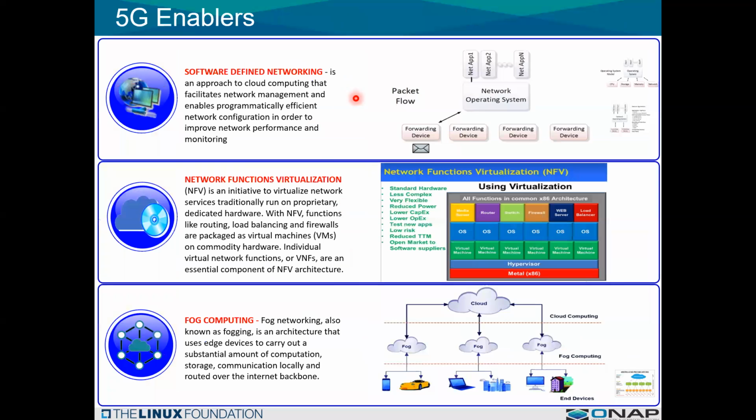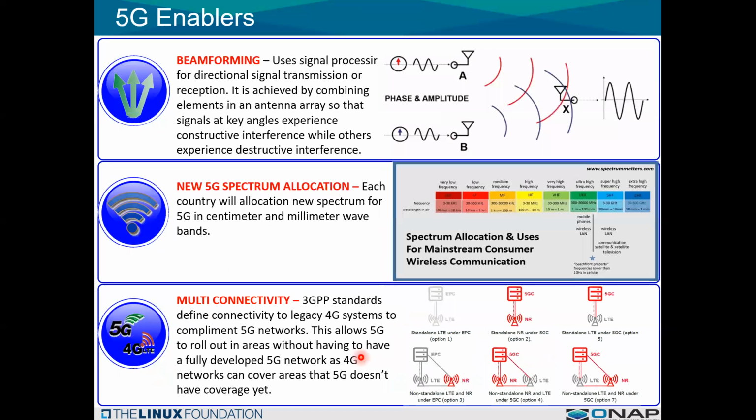So software-defined networking is an approach to cloud management that facilitates network management and enables programmatic efficiency in a network. Network function virtualization takes services that traditionally run on dedicated hardware and makes them virtual. Fog computing is essentially bringing the computational power closer to the end user. So end devices have less distance to communicate to the computing engine, so latencies are reduced.